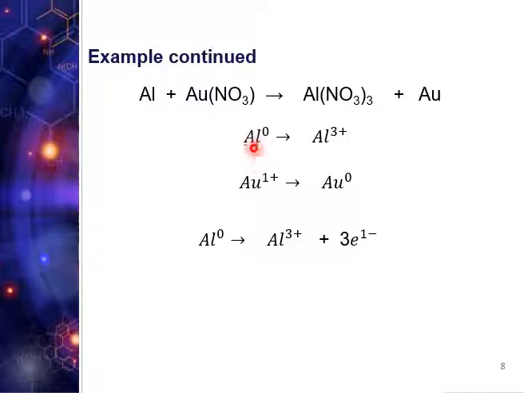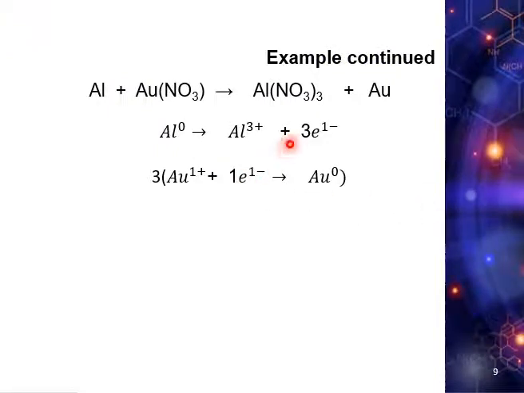So aluminum went from 0 to 3, and the arrow acts as an equality. So how can you get from 0 to 3? You have to add 3 negatives. 3 negatives and 3 positives is 0. You put the electrons on the more positive side of the arrow. Gold went from 1 to 0, so positive 1 and negative 1 is 0. Notice my electron change is not the same, so that's what we're going to look at in the next slide.